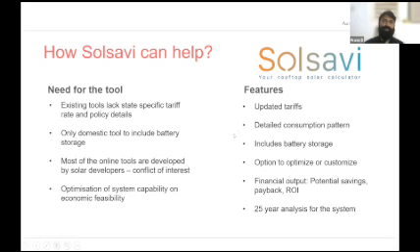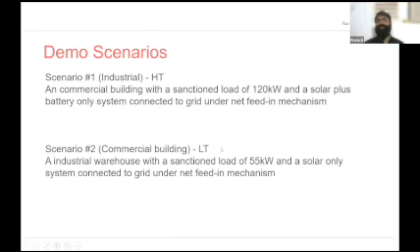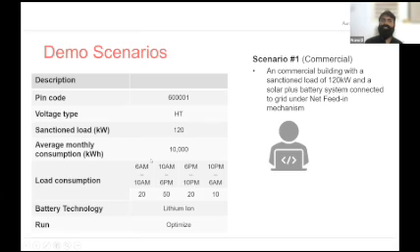To get familiar with the Solsavi web tool, we have designed two demo scenarios. The first scenario would be for a commercial building and HT category, while the second scenario would be for an industrial warehouse and LT category. The first simulation I would carry out in detail, and I would explain the process of simulating it in the Solsavi web tool and explain the results initially. While the demo scenario 2, we could do together simultaneously with all the participants and try to achieve the results while using the tool.